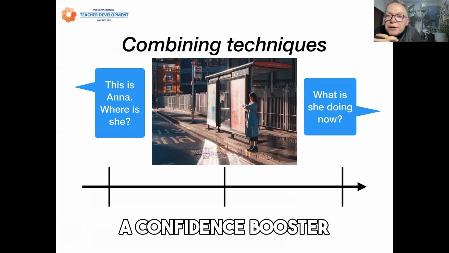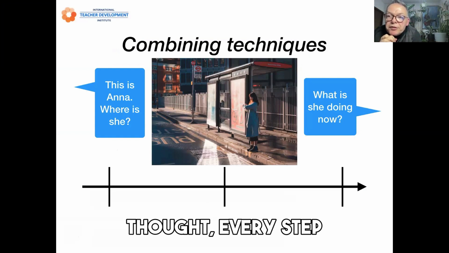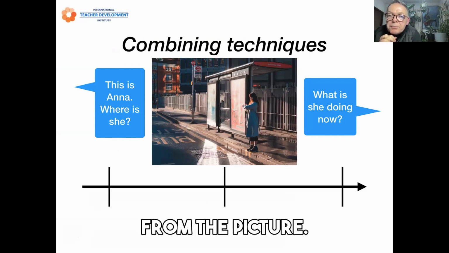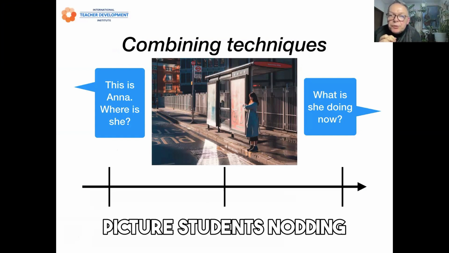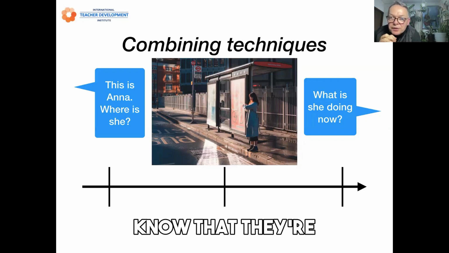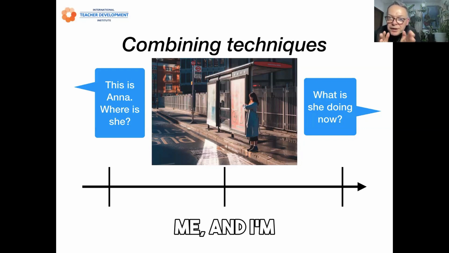And what a confidence booster that was, I thought, every step of the way, because she's asking very simple questions from the picture. And I would picture students nodding their heads. And when I see them nodding, I know that they're engaged, they're with me, and I'm taking them step by step up to the big prize at the end.